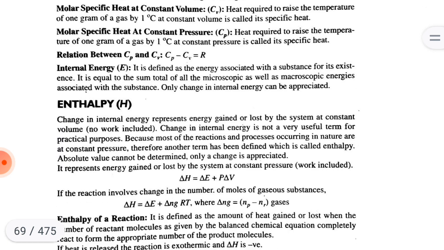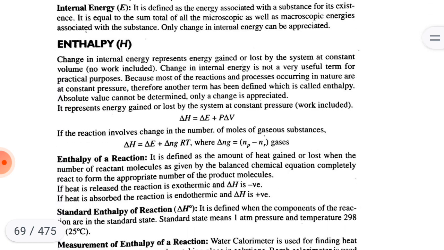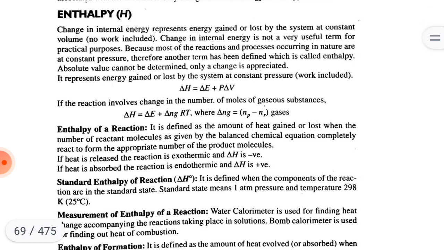Enthalpy H. Change in internal energy represents energy gained or lost by the system at constant volume. No work included. Change in internal energy is not a very useful term for practical purposes because most of the reaction processes occurring in nature are at constant pressure. Therefore, another term has been defined which is called enthalpy. Absolute value cannot be determined, only a change is appreciated. It represents energy gained or lost by the system at constant pressure. Work included.